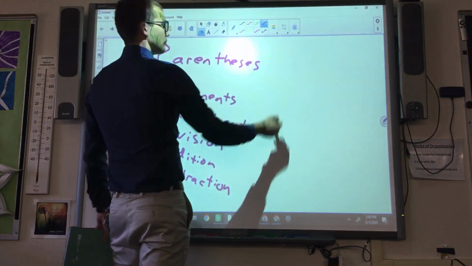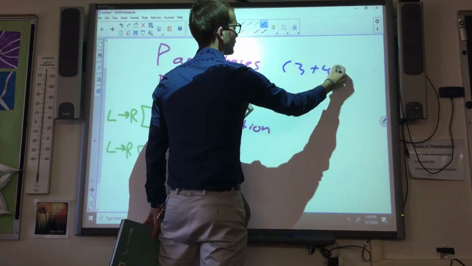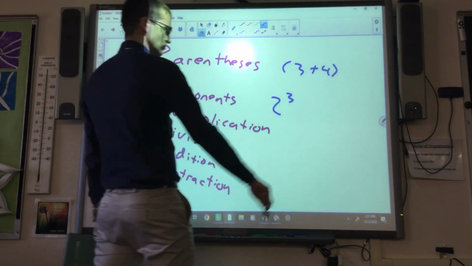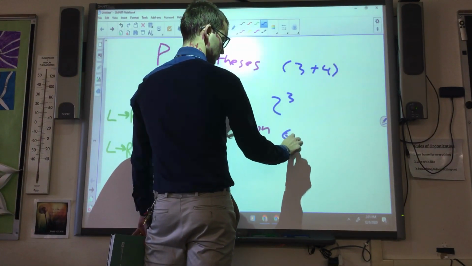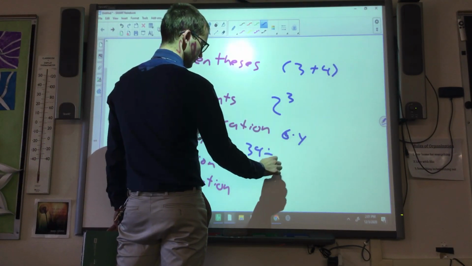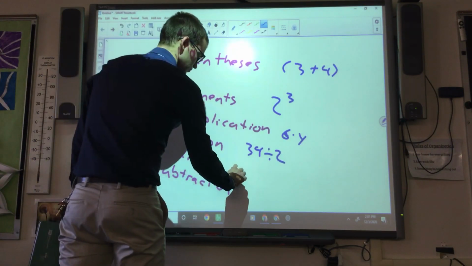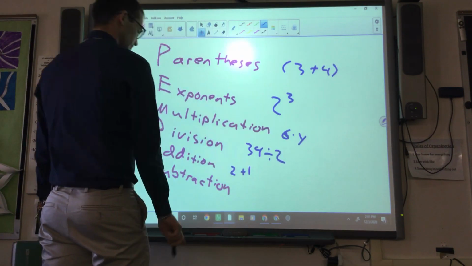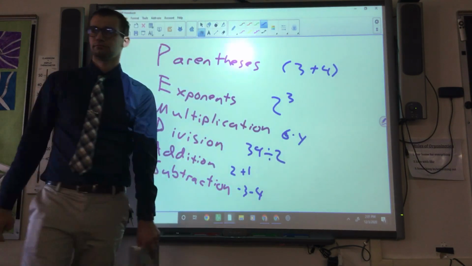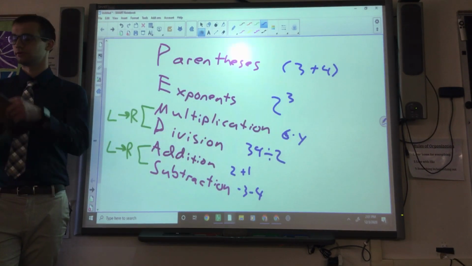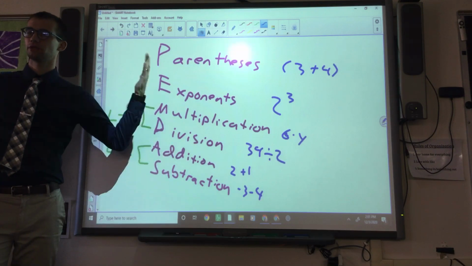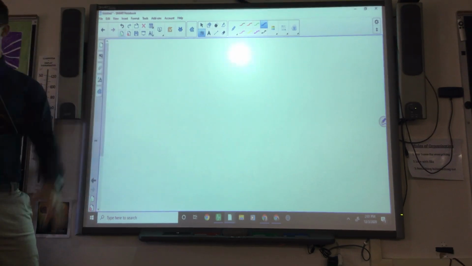So parentheses, let's say we have 3 plus 4, that's an example of that. Exponents, we could have 2 to the third power. Multiplication, 6 times y. Division, 34 divided by 2. Addition, 2 plus 1, and subtraction, -3 minus 4. Those are all different examples of all the different ones. So we gotta remember all these steps. So make sure you have them written down. You can go back and reference them.